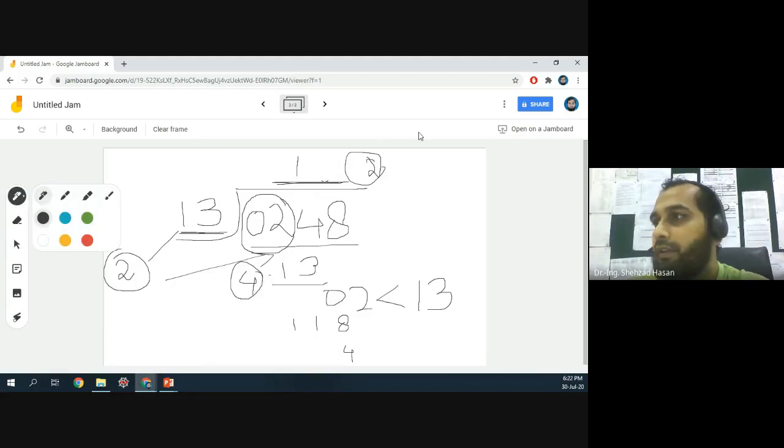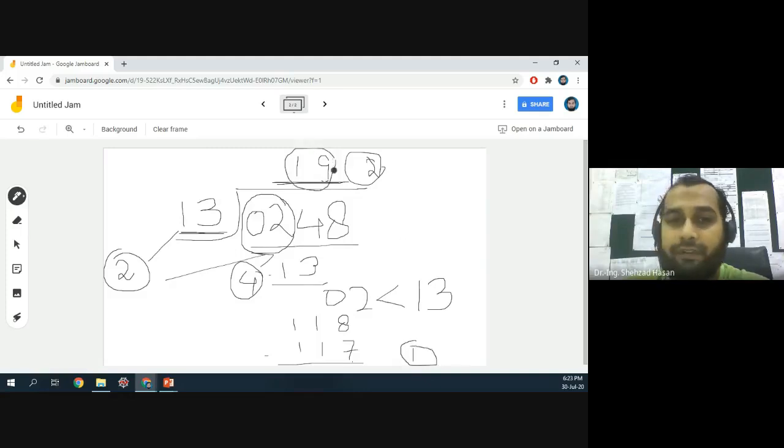Okay. So that's good. Your remainder is within 2 digits. Your quotient is within 2 digits. So everything is fine because of this.